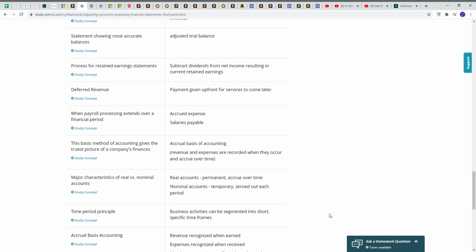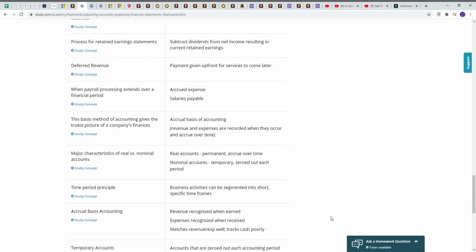Process for the retained earnings statement: subtract dividends from net income, resulting in current retained earnings. Deferred revenue: payment given upfront for services to come later. When payroll processes extend over a financial period, these are accrued expenses and salaries payable.